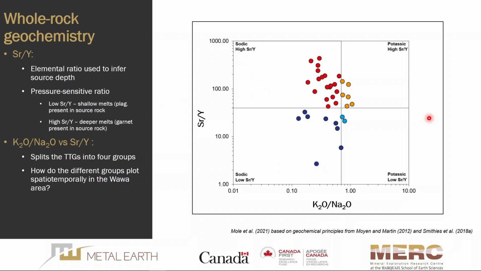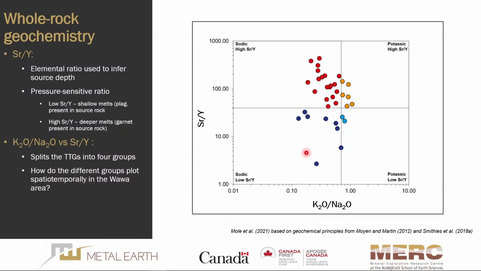And so what you're seeing on the diagram here to the right is the strontium-yttrium value plotted on the y-axis, and then you have the sodium-potassium ratio on the x-axis. And this is a figure that I've used from David Moll's 2021 paper, and it's basically based on some geochemical principles from Nguyen and Martin and Smitty's.